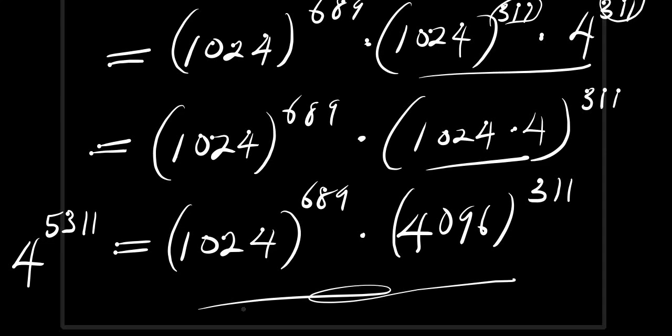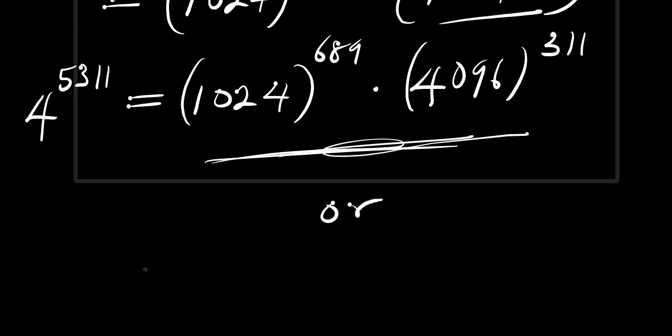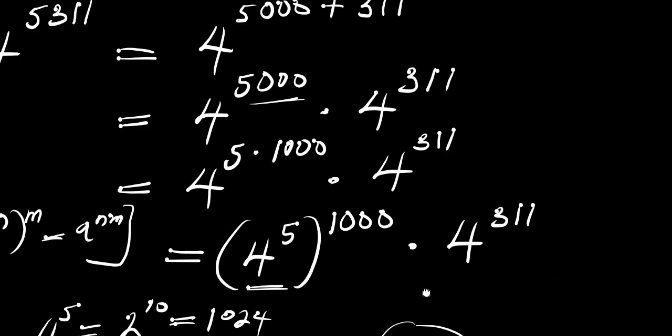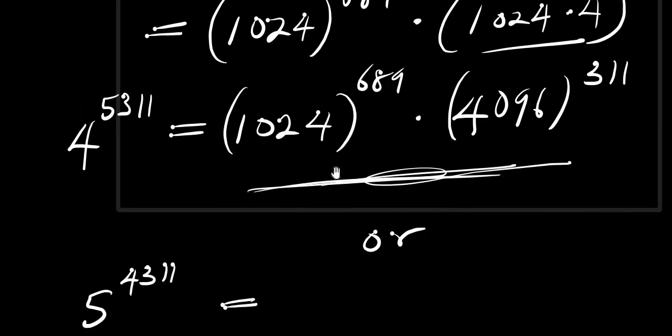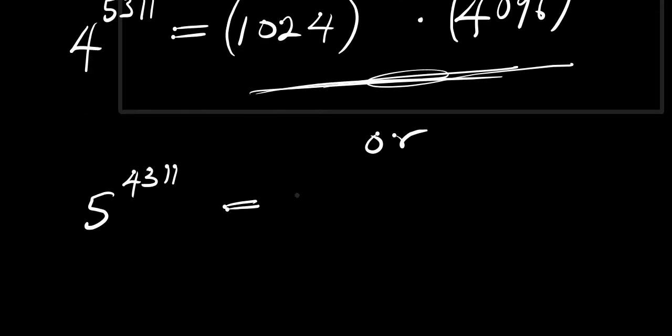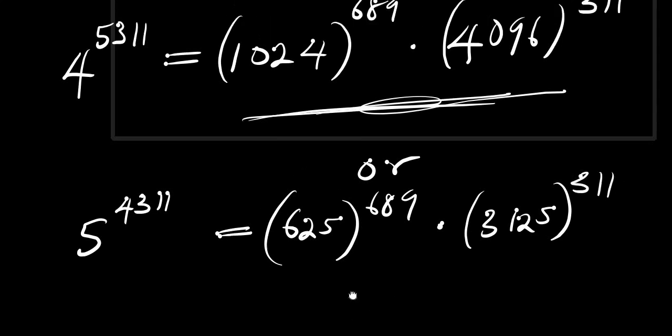Now we can compare the both because they are now in the same form. So we have this against 5 raised to the power of 4311. And that one was, I've written it somewhere there. Let me go and get it. Remember, here it is: 625 power 689 and 3125 power 311. So we have 625 power 689 times 3125 power 311. So we are going to compare these two now.